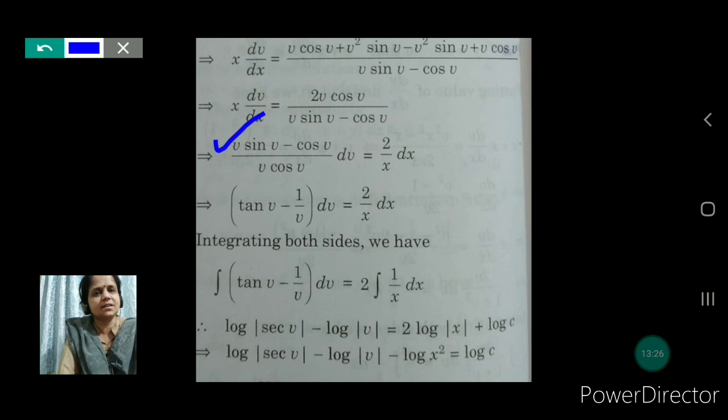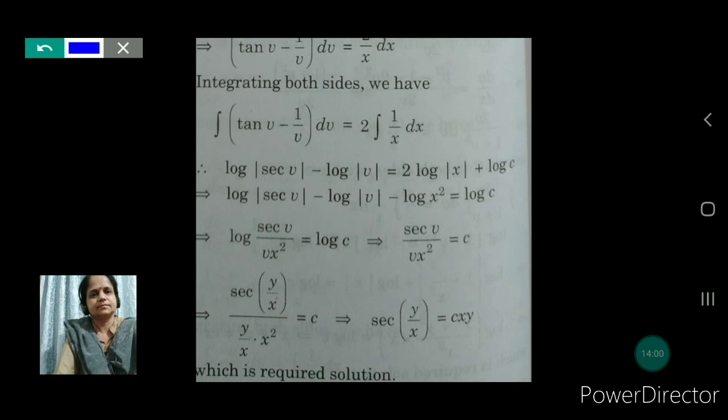Now separate the terms. Here v will cancel, sin v upon cos v is tan v, then minus, here cos will cancel, you will get 1 by v into dv. It is 2 by x dx. Now integrating both sides. Integration of tan v is log mod of sec v minus log mod of v is equal to 2 log mod of x plus log c. Now substitute the value of v. So simplify this, student. You will get finally sec y upon x is equal to cxy, which is the required solution.